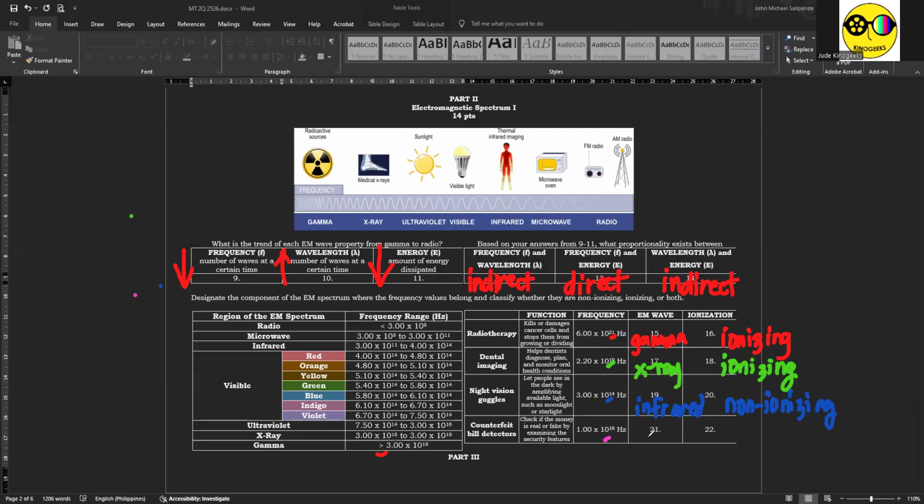So, why UV? Because in UV, you have 7.5 times 10 to the 14th power to 3 times 10 to the power of 16. And judging by the frequency for the counterfeit bill detectors, 1.00 times 10 to the 16 is less than 3.00 times 10 to the 16, making this device fall under UV radiation. And UV is unique among the components of the electromagnetic spectrum because UV is actually both, it can be non-ionizing and ionizing. That's why here I write both.